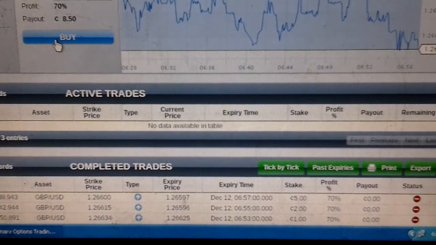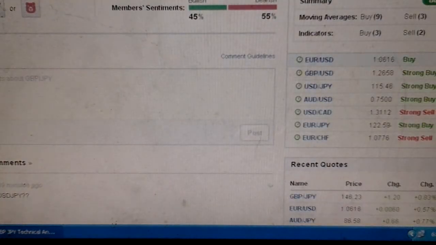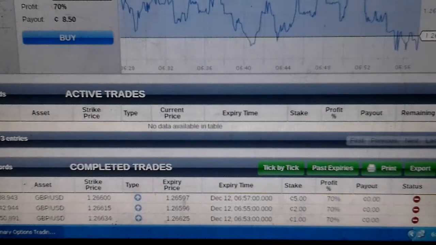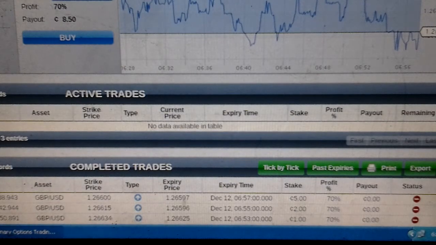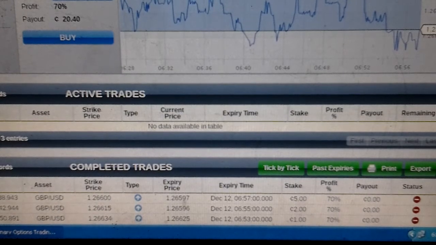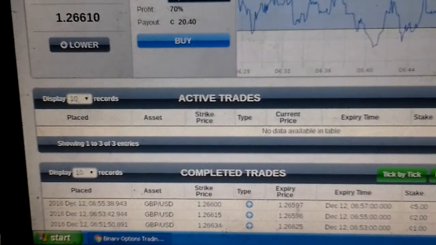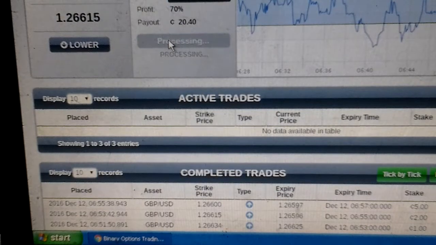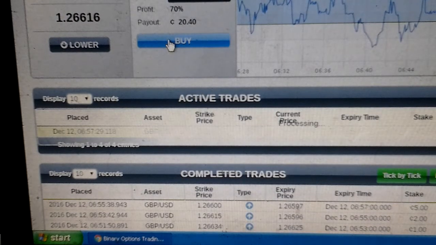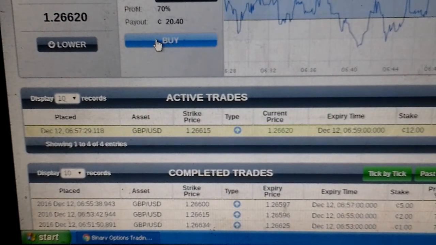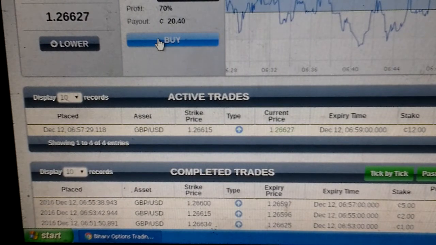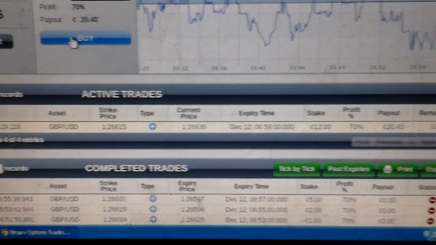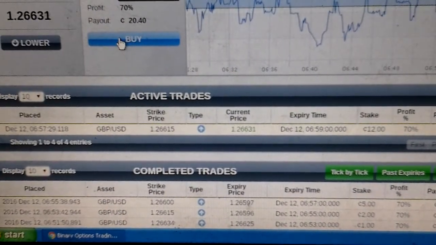I'm 3 positions down. I go back to investing.com here, and it's still saying the pound's gonna go up. So what I do here is now I got to set my trade for $12 because now I have to recoup the entire money that I've lost, which is $8. And so let's see what's going to happen on this trade.